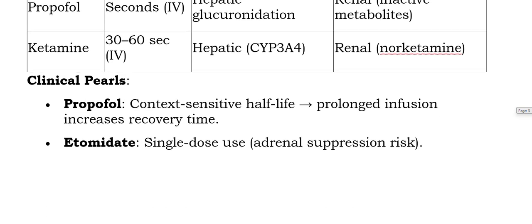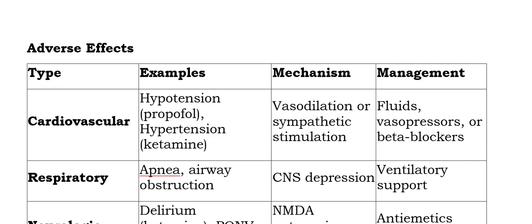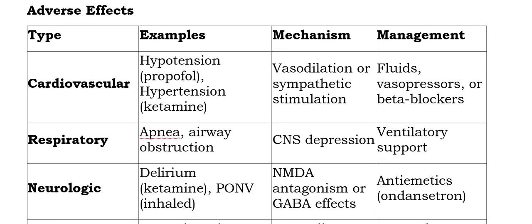Okay, let's talk problems, adverse effects. What can go wrong, and how do we fix it? This table format helps here. Knowing the potential downsides is crucial. Cardiovascular-wise, we mentioned hypotension with propofol, that vasodilation. Management: fluids, maybe vasopressors to squeeze the blood vessels. Okay. Conversely, ketamine can sometimes increase blood pressure and heart rate because it stimulates the sympathetic nervous system. So you might need beta blockers or other antihypertensives if that happens.